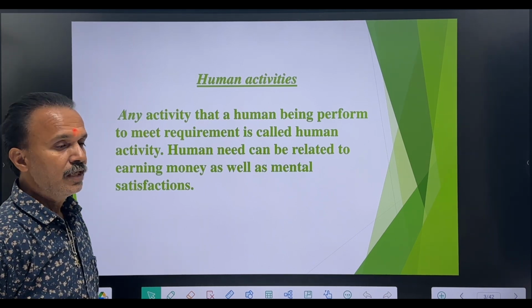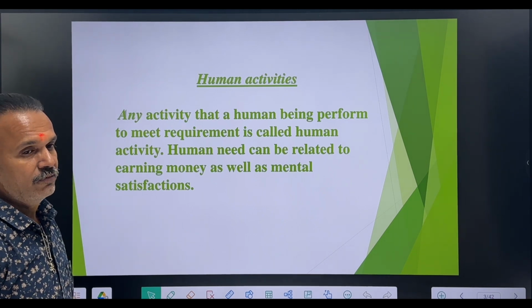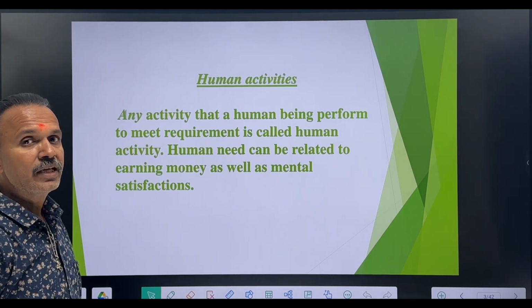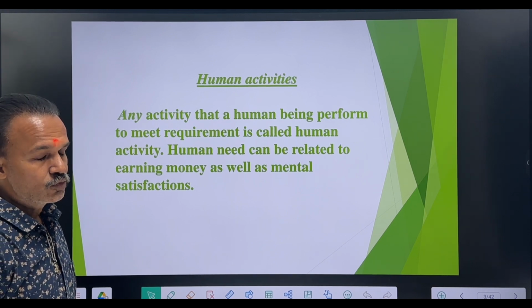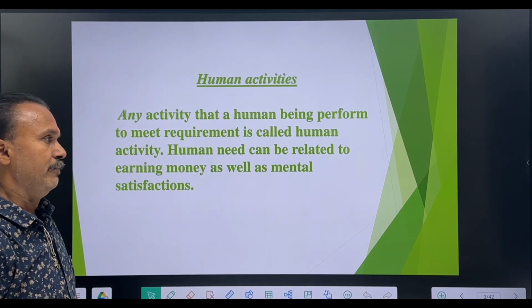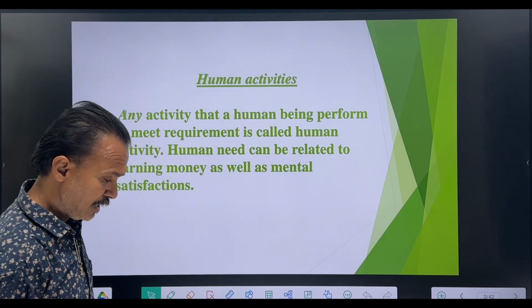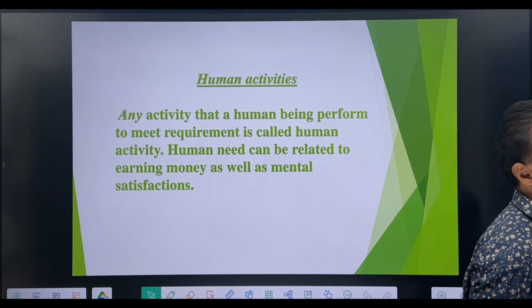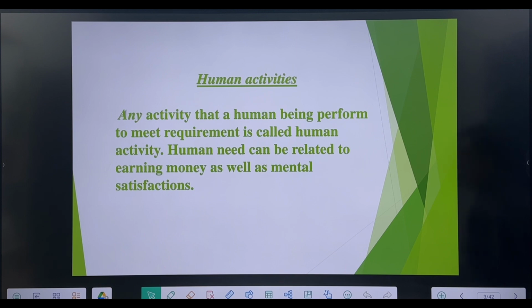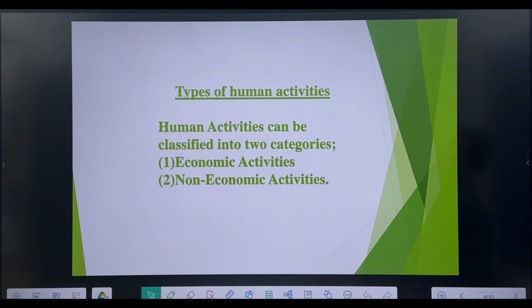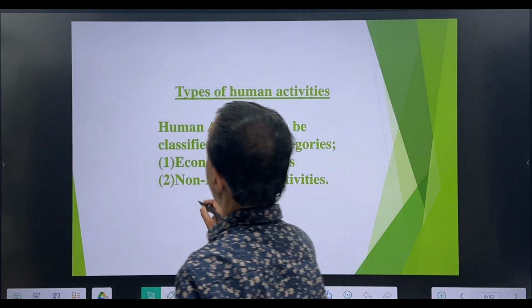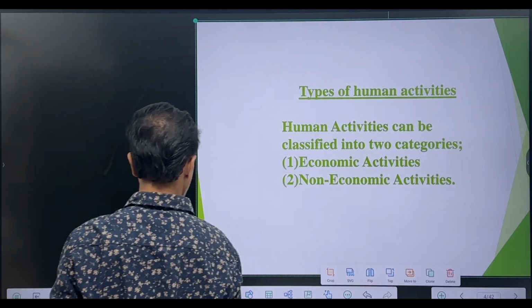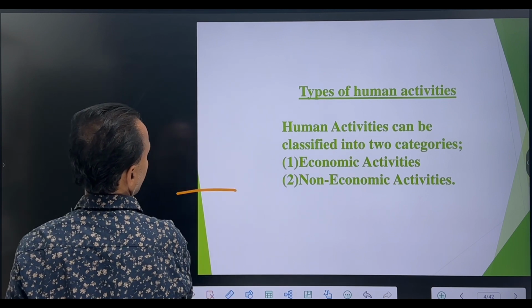For example, eating, singing, dancing, working, etc. These activities are performed by the human, so these activities are called human activities. Human activities are concerned with earning money as well as psychological satisfaction. On the basis of this, human activities are classified into two parts. There are two types of human activities. These activities are called first economic activities and second non-economic activities.